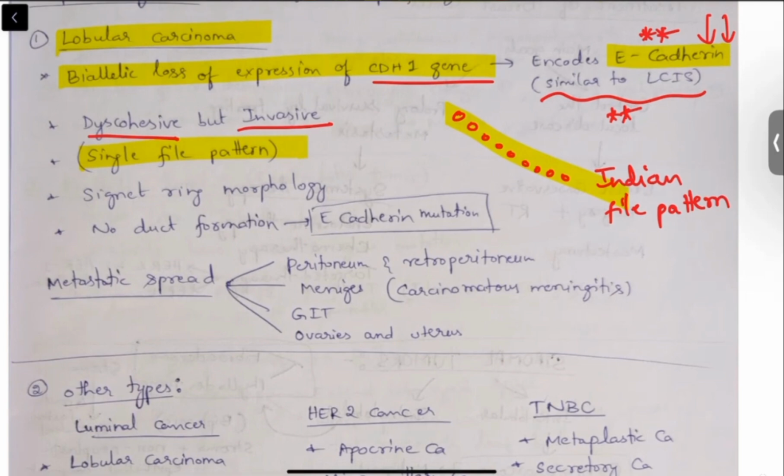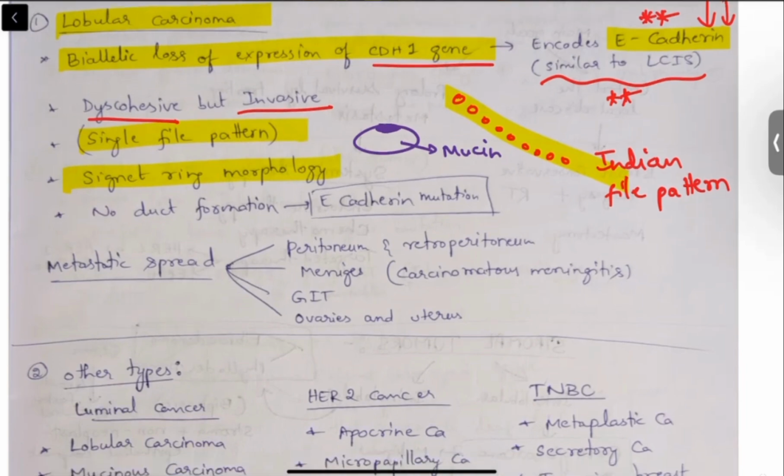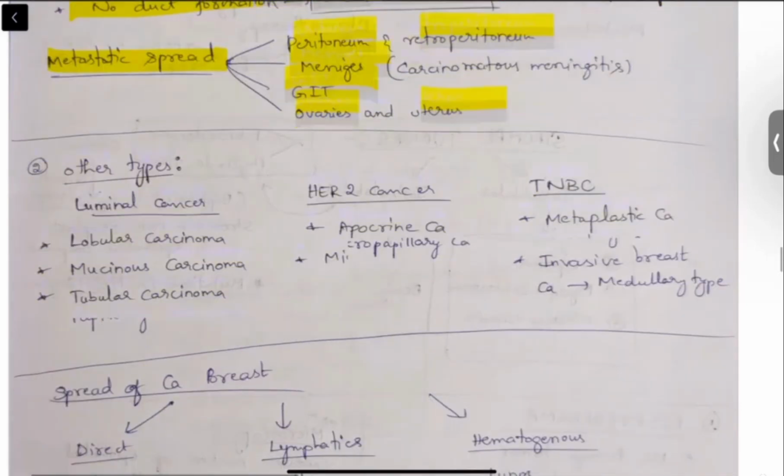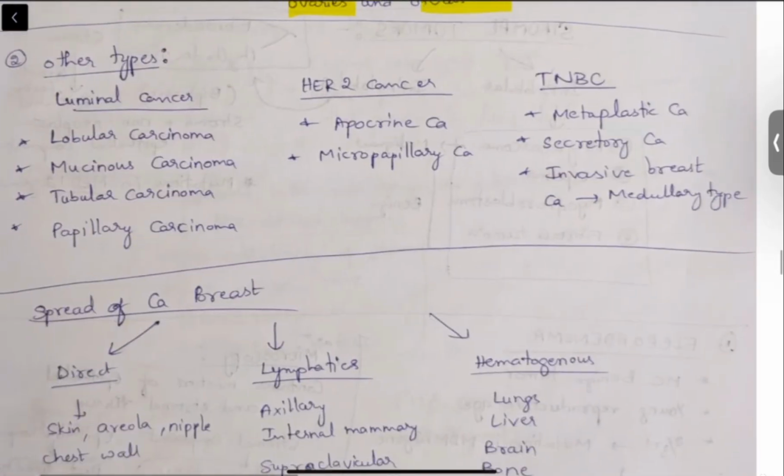Usually there can be a signet ring appearance also, where the nucleus is pushed to the periphery and most of the cell is filled with mucin or fat. That signet ring morphology also classifies it as lobular carcinoma. And there is no duct formation because of the E-cadherin mutation. It can also spread metastatically to the peritoneum and retroperitoneal structures, or to meninges, GIT, ovaries and uterus.